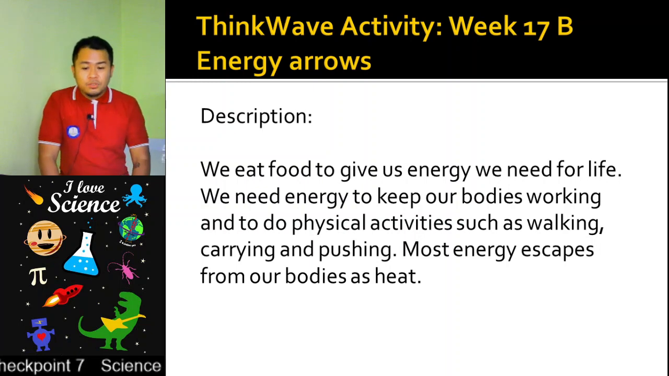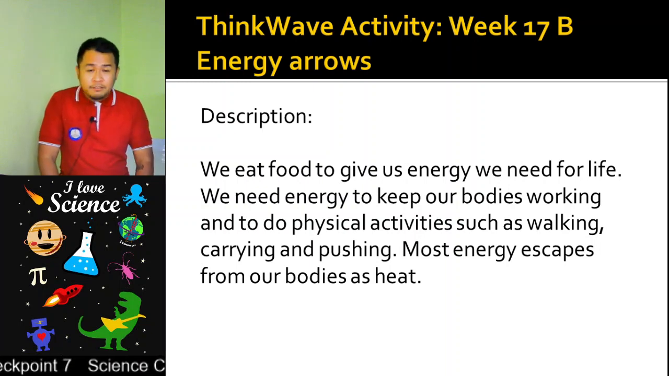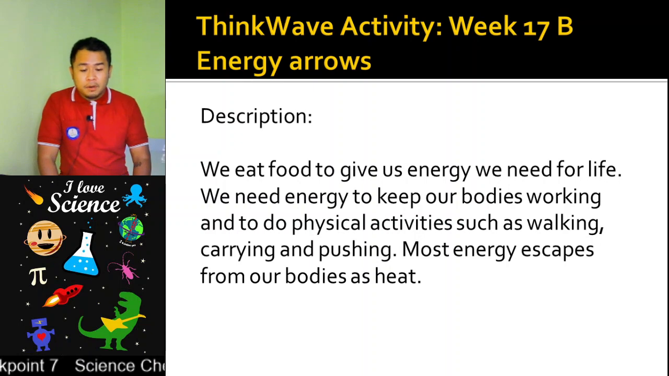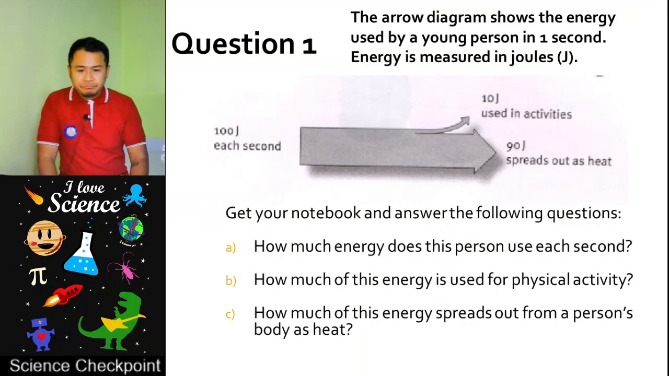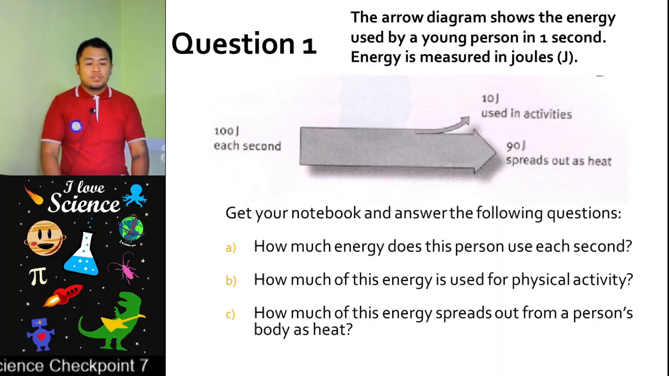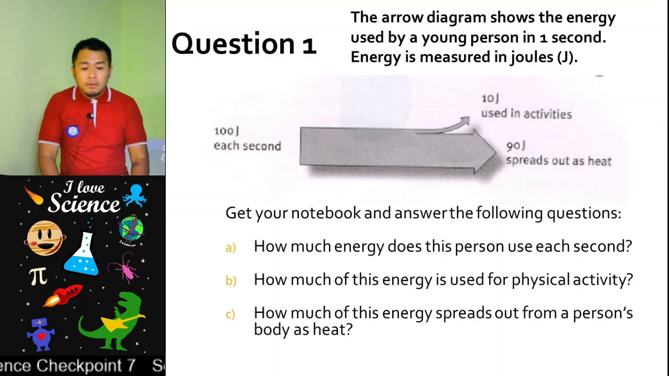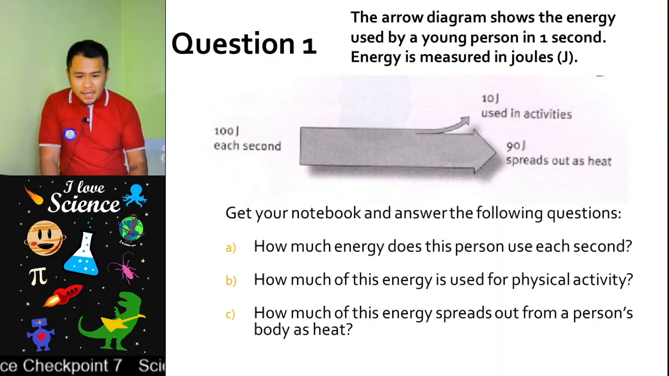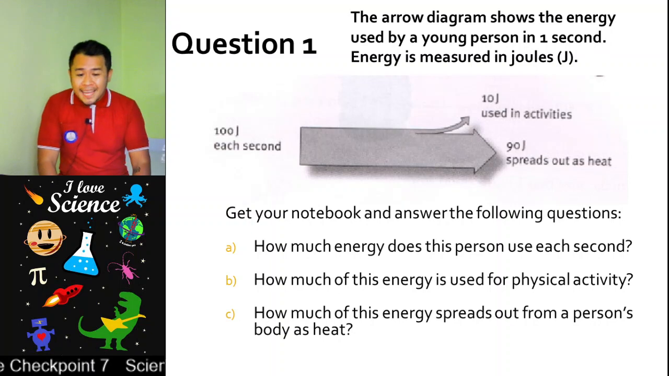We eat food to give us energy we need for life. We need energy to keep our bodies working and to do physical activities such as walking, carrying, and pushing. Most energy escapes from our body as heat. So question number 1. The arrow here shows the energy used by a young person in 1 second. Remember that energy is measured in joules, or capital J.